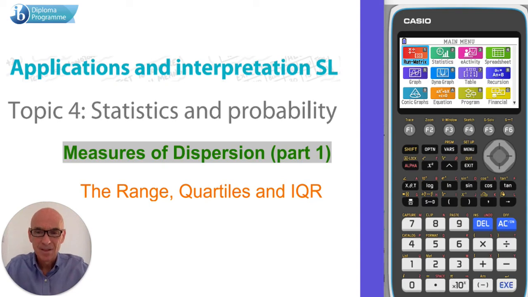Hello. Today we're going to continue with topic 4, statistics. Part 1 of a two-part lesson on measures of dispersion. Today we're going to look at the range, the quartiles, and the interquartile range.